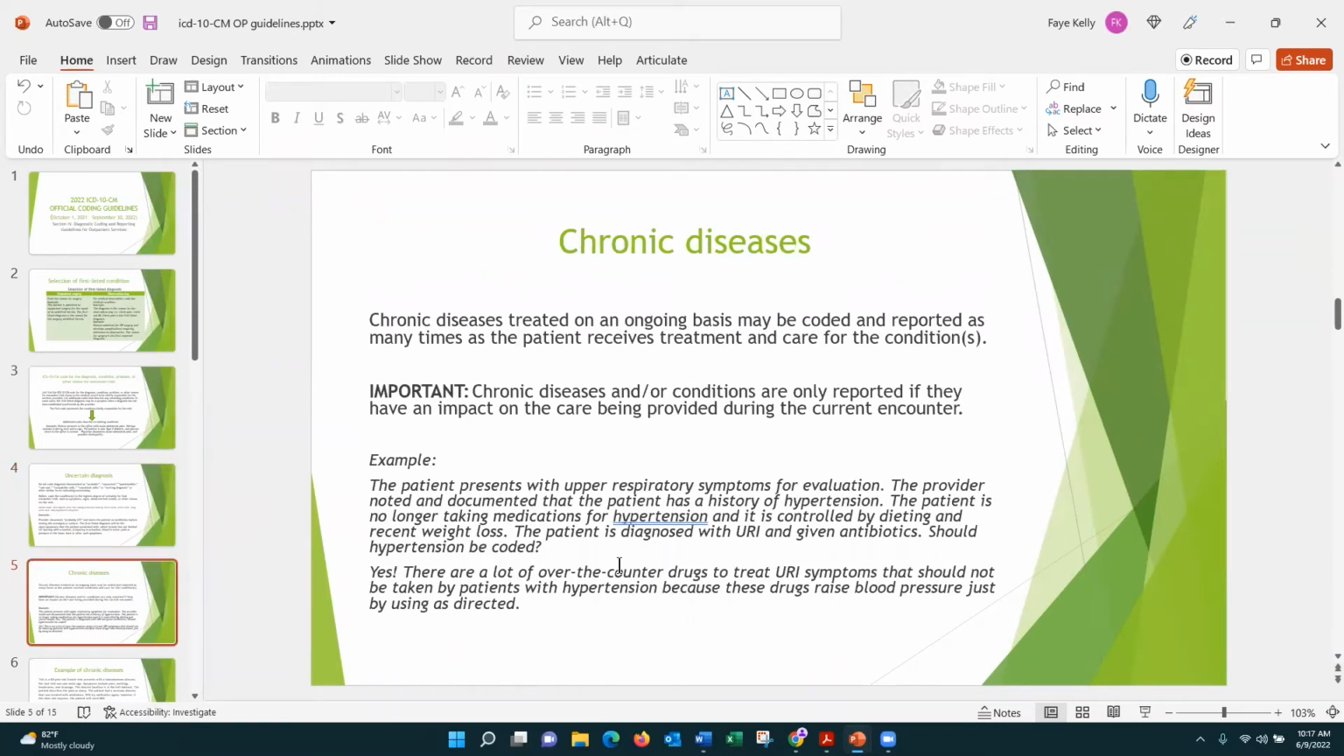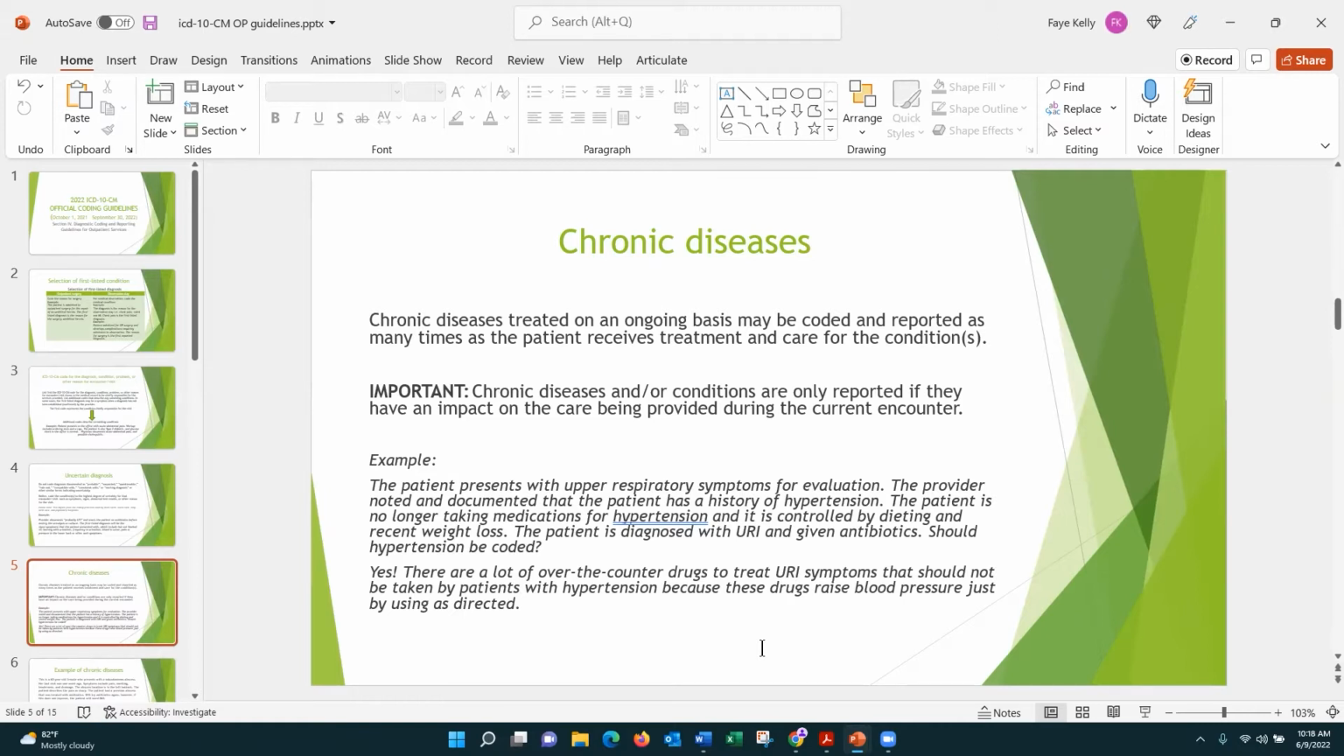The next one is chronic diseases. Chronic diseases treated on an ongoing basis may be coded and reported as many times as the patient receives treatment and care for the condition. Here's a very important note. Chronic diseases and/or conditions are only reported if they have an impact on the care being provided during that visit.